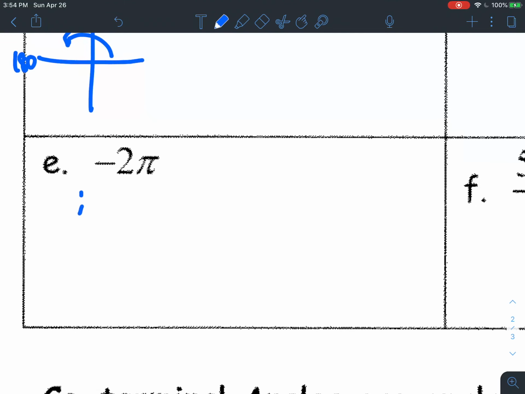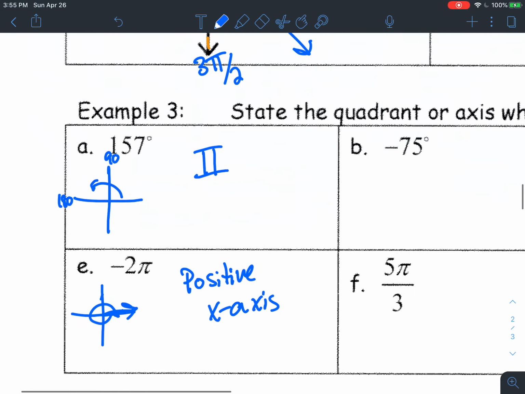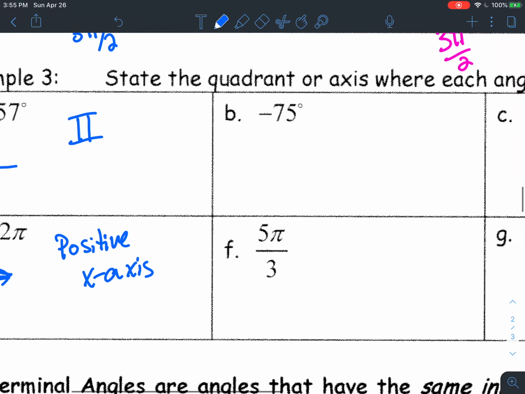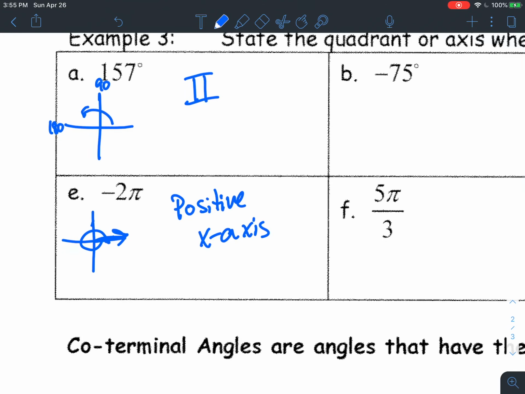For negative 2 pi, that's one full rotation backwards. But my terminal side is on the x-axis here. So I would say the positive x-axis, if I was going to get specific. If it was just stated as, state the quadrant, you would just say none of the above, it's an axis angle.